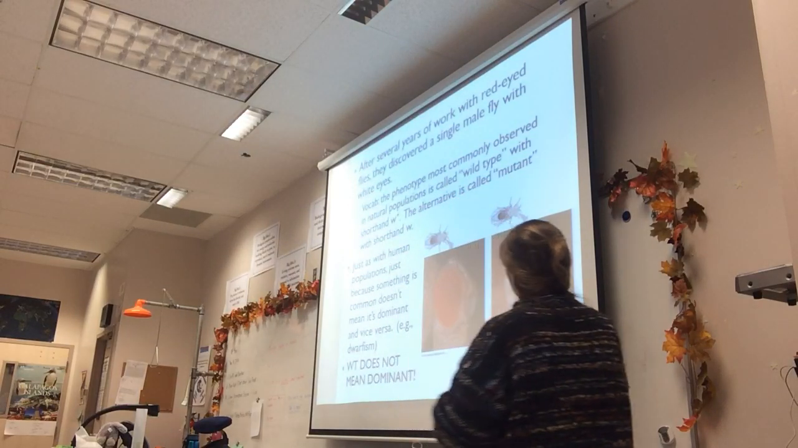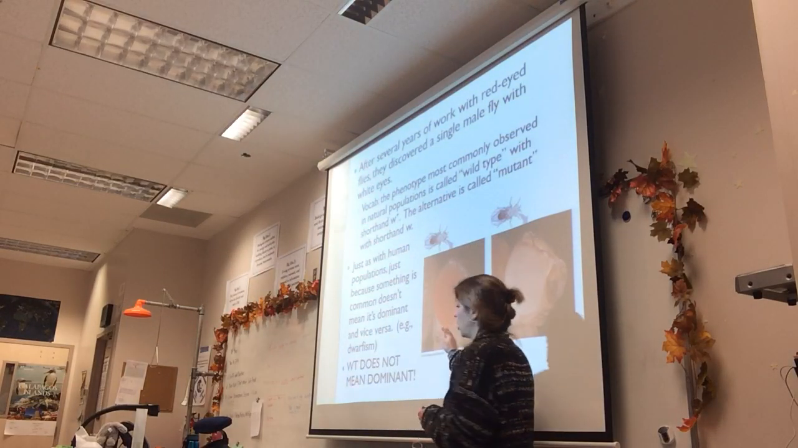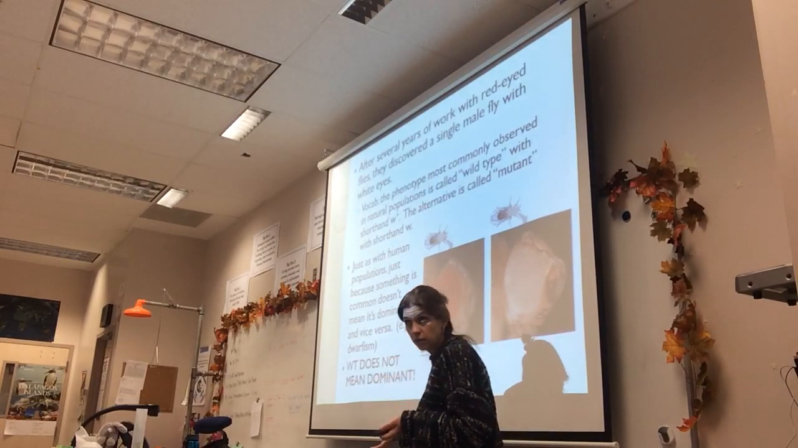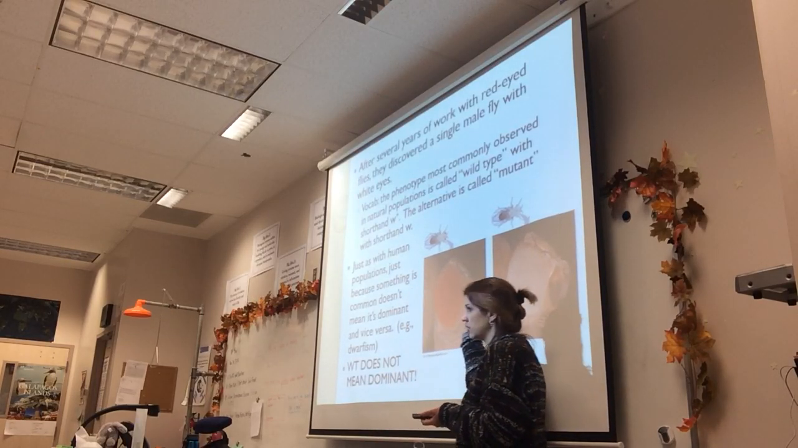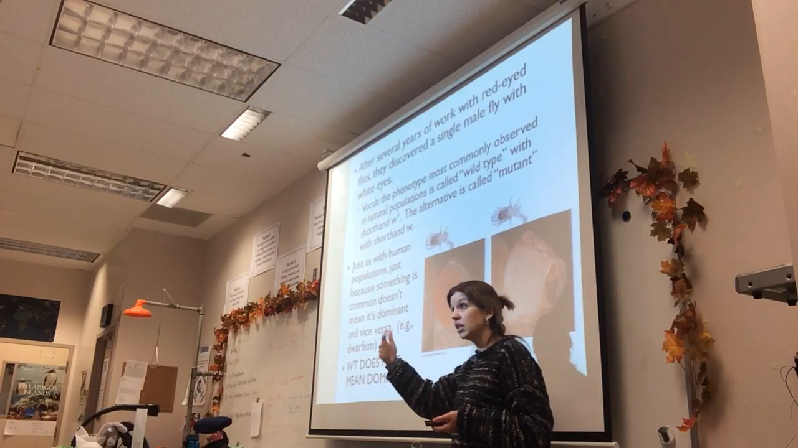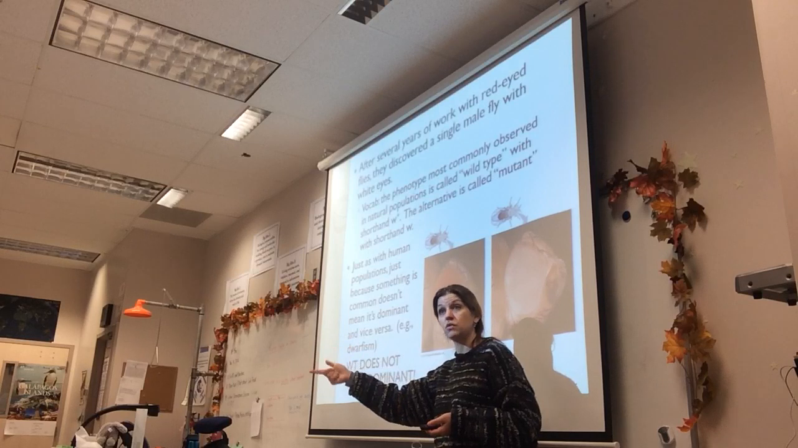Okay? Well, every fly we've ever come across had red eyes. We're going to call that the wild type. The wild type is the normal. Well, how do you get from red eyes to white eyes? You had a mutation, right? That's how we get new alleles. We get new alleles by mutations, right?